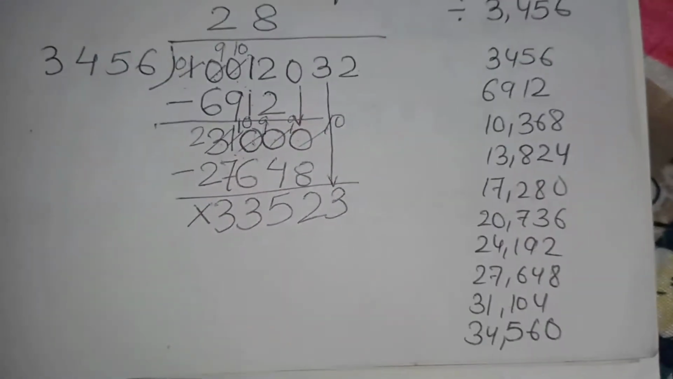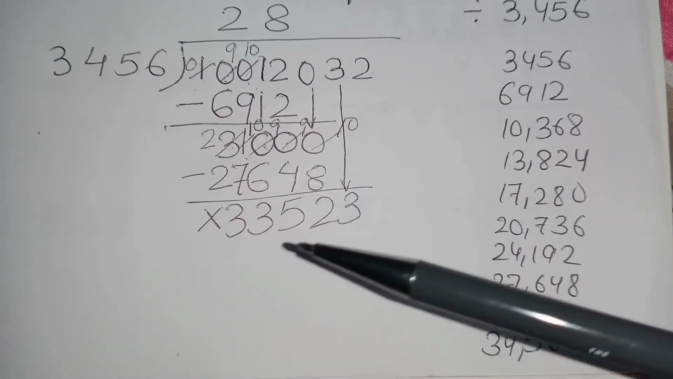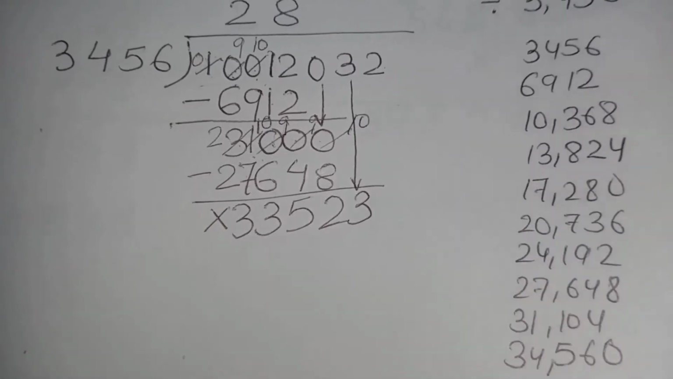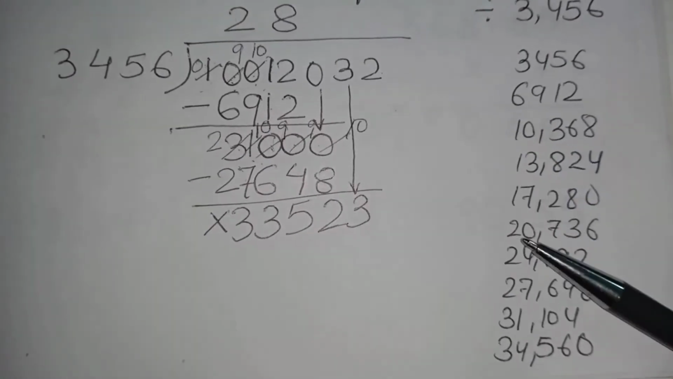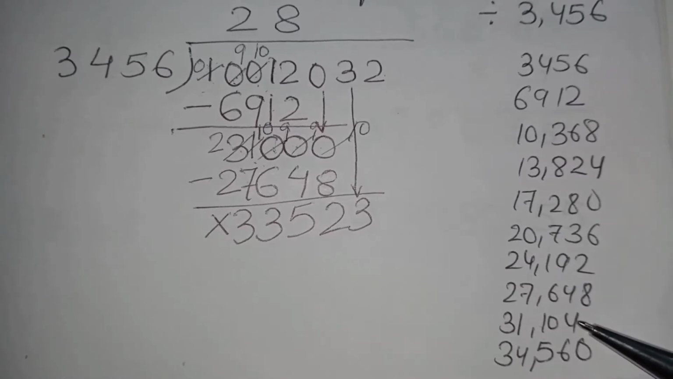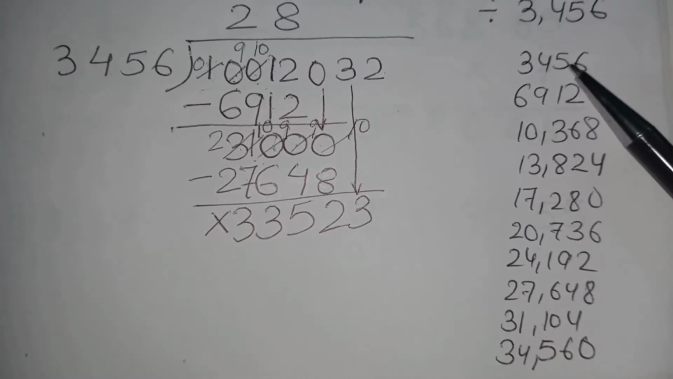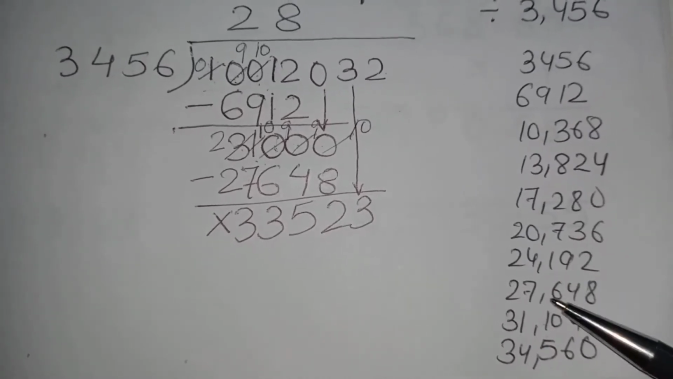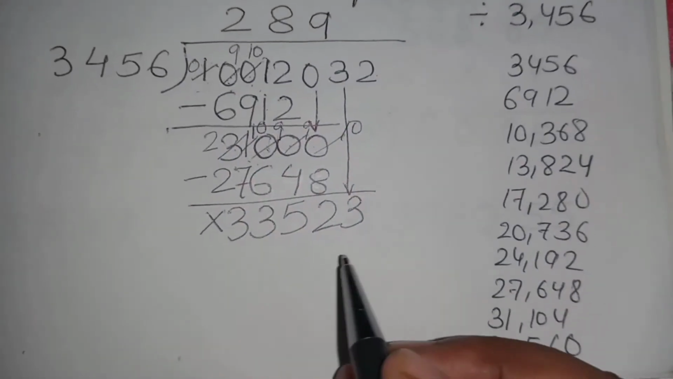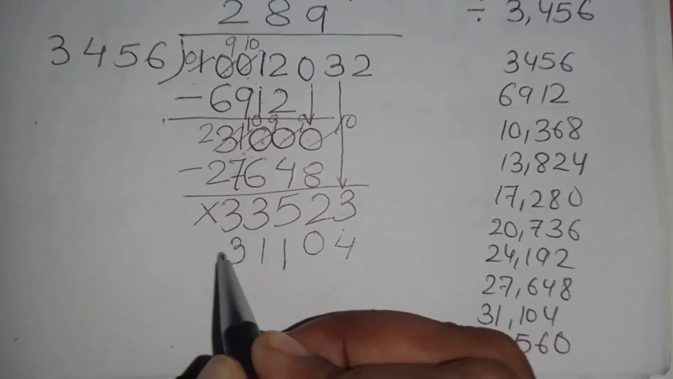Now let's see. We have to check whether 33,523 is there or not, or less than it is there. So we can see that it is not there. So less than it, what is there? 31,104. So 1,456. How much? 31,104. Let's check. 1 2 3 4 5 6 7 8 9 times. So 3,456, 9 times. Now let's place the number this way. Now let's subtract it.